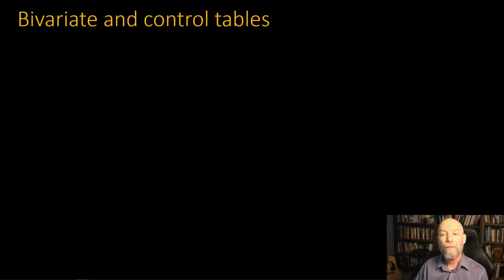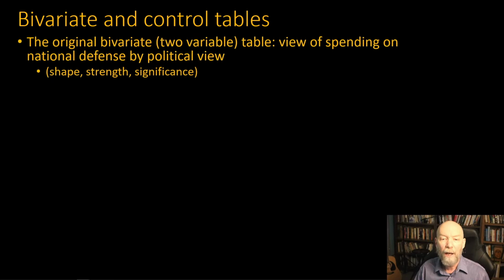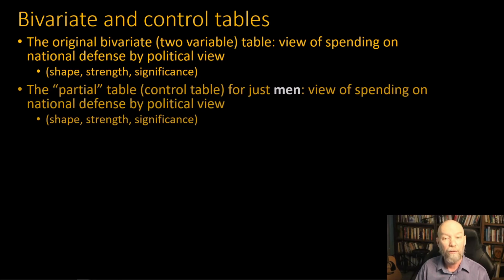And I think conceptually, that's the more important way of framing multivariate analysis in most applied settings. All right, so we have bivariate tables, and we now will have what we're going to call partialed tables or control tables. The original bivariate, two-variable table had view of spending on national defense by political view. We looked at the results from that in the previous two videos back, and we're going to look at it again now, and we had to look at shape, strength, and significance.